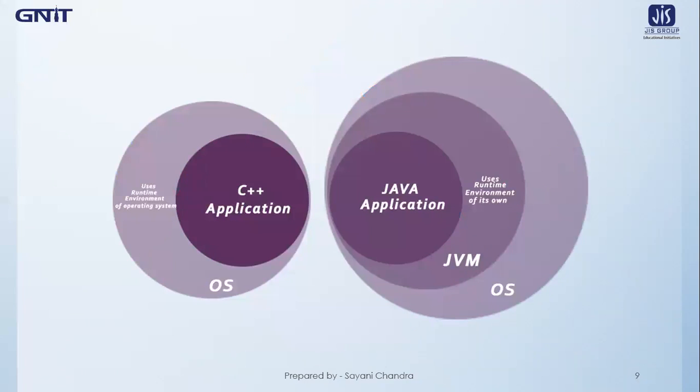As you can see in this slide, the left hand side is C++ applications and the right hand side is Java applications. On the left hand side, you can see that the C++ applications use the runtime environment of the operating system to run. Whereas on the right hand side, the Java applications use a runtime environment of their own, which is known as JVM or Java Virtual Machine. That JVM resides inside the operating system, and using JVM, the Java applications can run. So this is one of the major differences between C++ and Java.